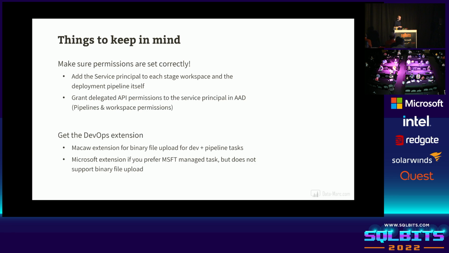Also, the extension that I use in DevOps where all these tasks are integrated, there are two. There's one that I built at my employer together with a colleague. So that's the Macaw extension. Link will be there in a second. And there's another extension from Microsoft, which is currently in preview, which will do only the pipeline orchestration task. So that doesn't allow you to upload the file from DevOps to the service.